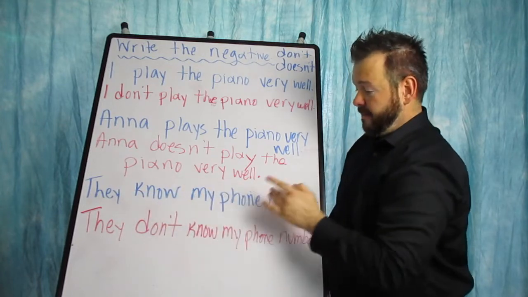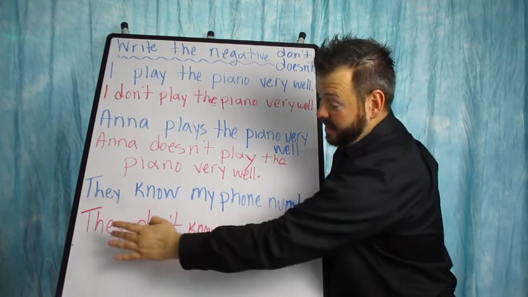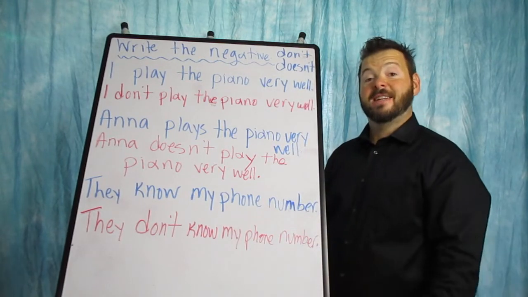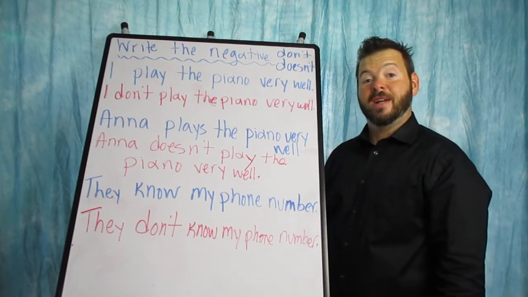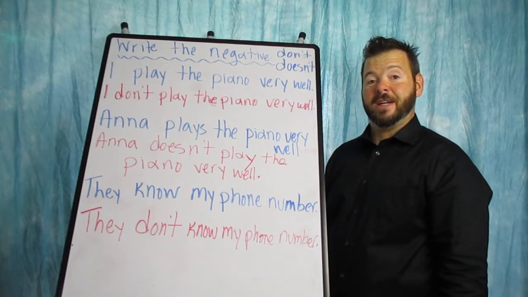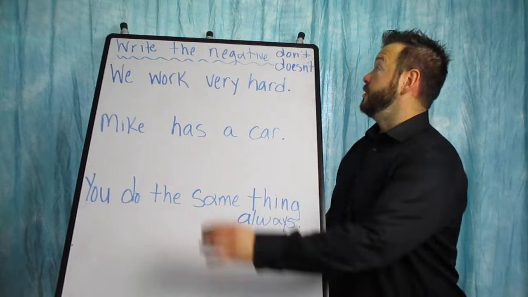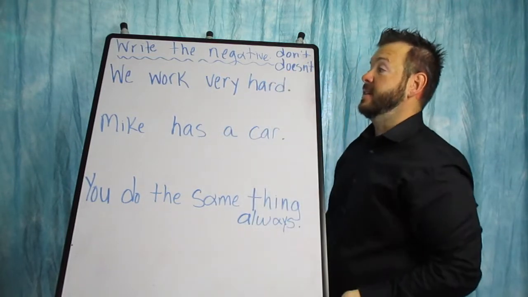They know my phone number. And in negative, they don't know my phone number. All right, pause it, write it down, and read it, and make corrections if need be. Okay, here are more sentences that we can do using don't and doesn't.